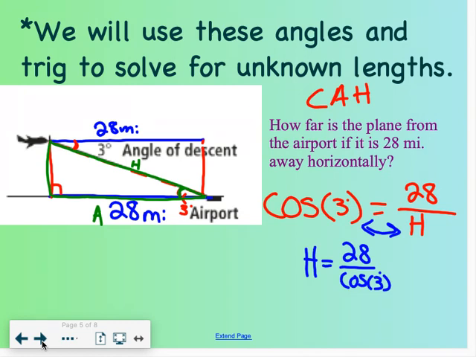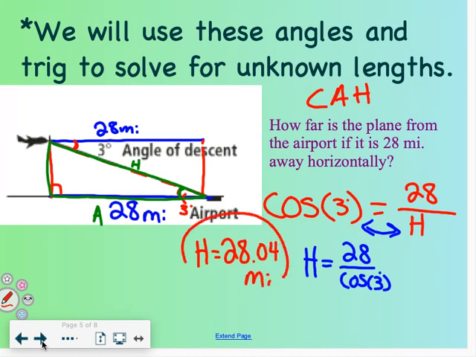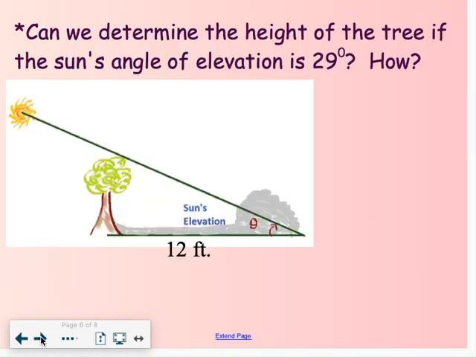So if I take 28 and divide it by the cosine of 3, I find my answer for my hypotenuse is 28, and we'll round to 2 decimal places, 28.04 miles.